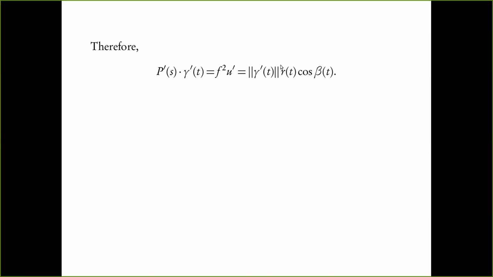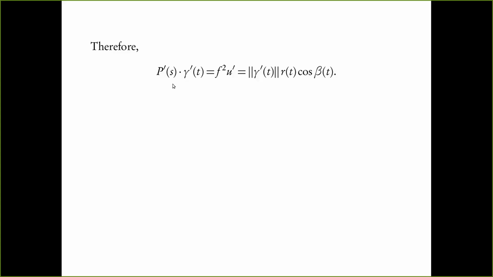So r of t is basically the length of p prime. Why? Because p is a circle of radius r of t, and it's a unit speed curve there. So it's a usual curve on a circle of radius r. When you differentiate, the velocity has length r, because I'm choosing cosine s and not normalized cosine.